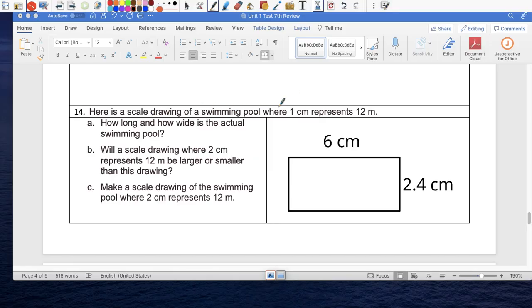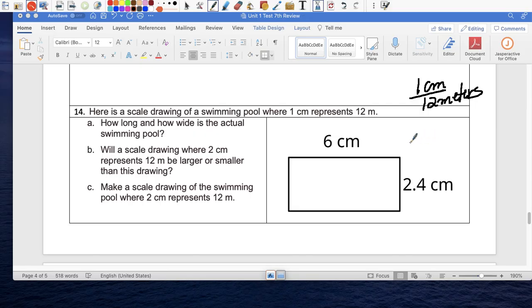Here's a scale drawing of a swimming pool where the scale is 1 centimeter represents 12 meters. So I drew my fake swimming pool in my notebook, the one I wish I had right now, and I used this scale.